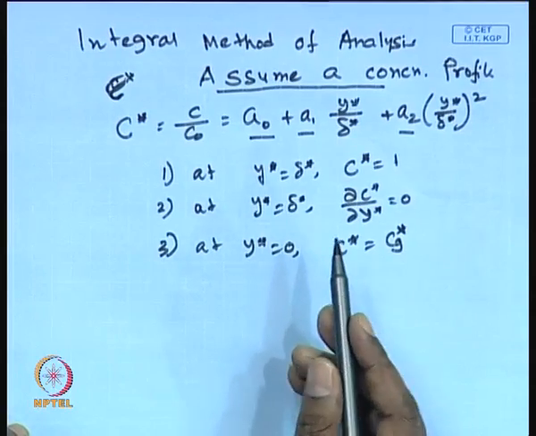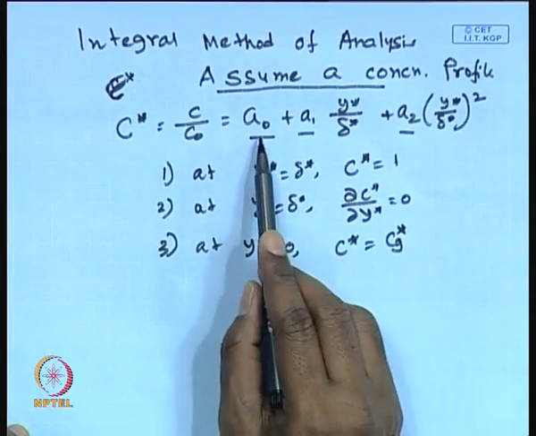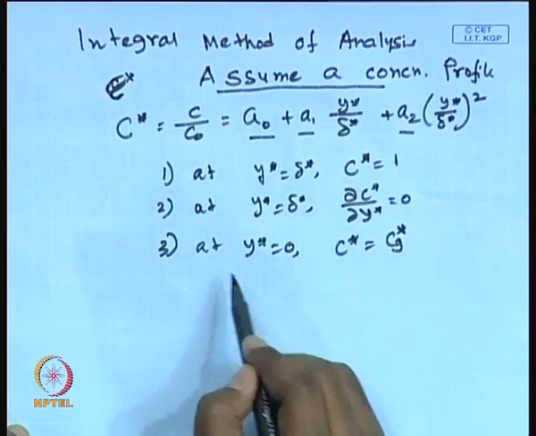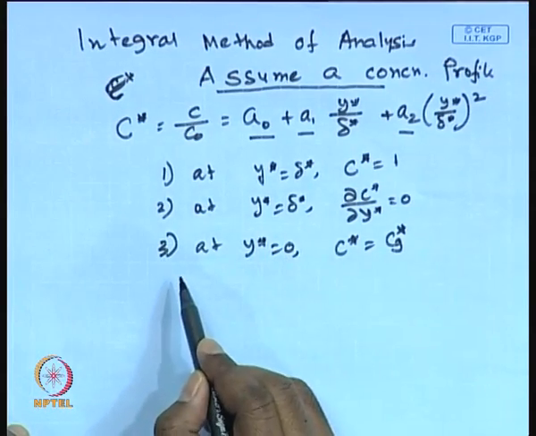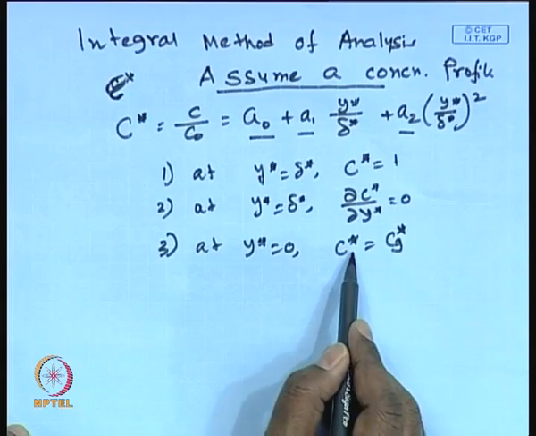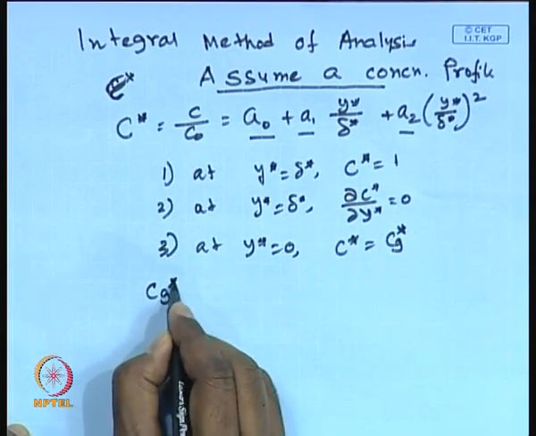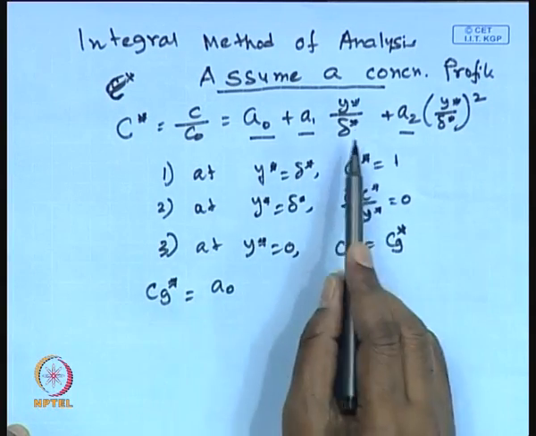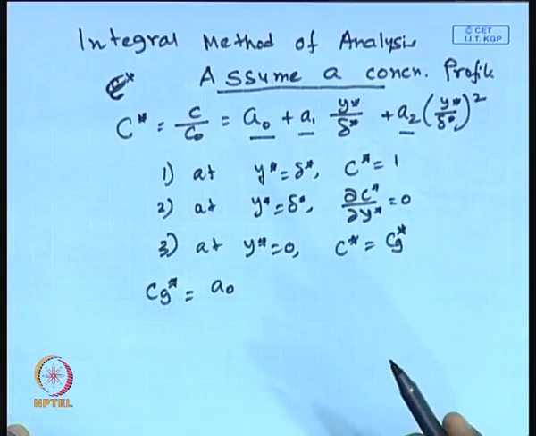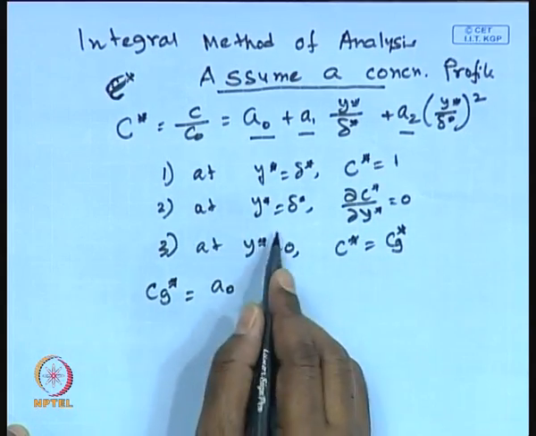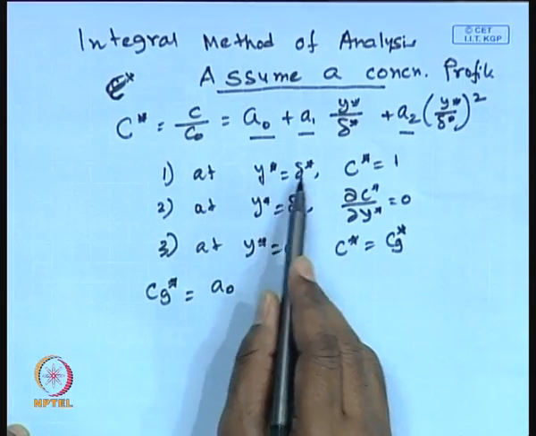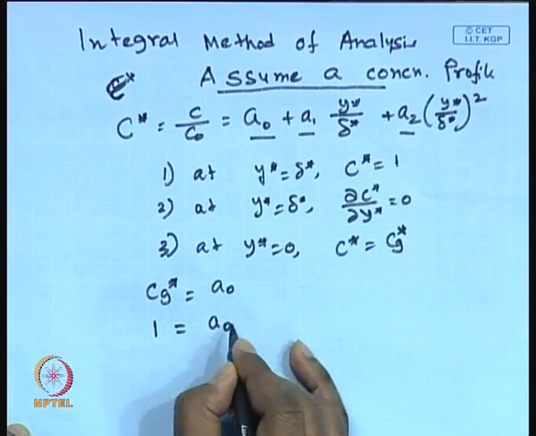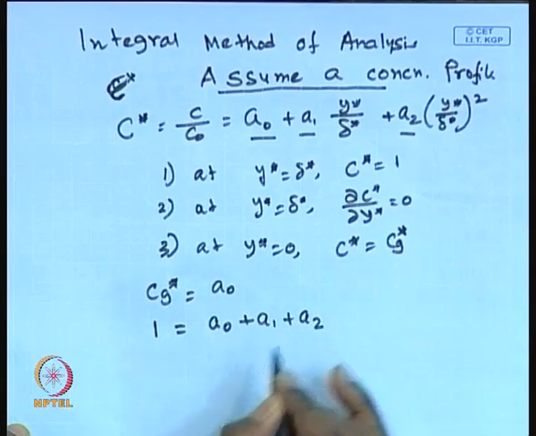Now, what is our next task? The next task is how to evaluate a0, a1 and a2 appropriately for this particular system. So, let us first find out a0. We will be utilizing condition number 3. That means y star equal to 0, c star equal to cg star. That means cg star is equal to a0, because y star equal to 0 makes the other terms vanish. So, cg star becomes a0. If you use the first boundary condition, y star equal to delta star, c star equal to 1, you will have 1 equal to a0 plus a1 plus a2.